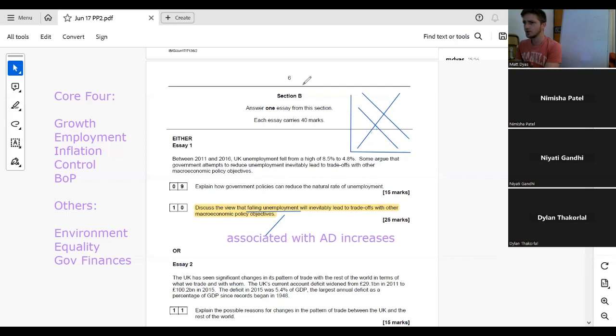Another really easy one would be the environment. If there's more employment, reduced unemployment due to AD rising, that's going to mean more output, and more output is going to mean more pollution, more negative externalities of production, for example.